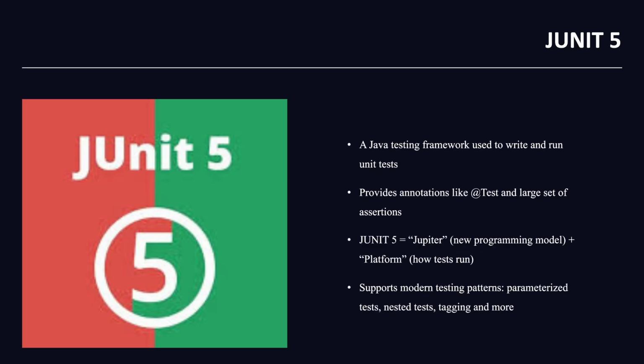Now, let's talk about JUnit 5. JUnit is the most common unit testing framework for Java. It gives you a standard way to write tests and a test runner to execute them. JUnit 5 is the modern version. It has a newer programming model called Jupiter, and it runs on a platform that can discover and execute tests. Conceptually, you can think of JUnit as giving you two main things. First, the structure, ways to mark methods as tests and organize test execution. Second, the checks, a big set of assertions that let you verify expected behavior.